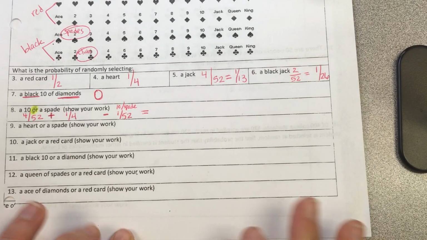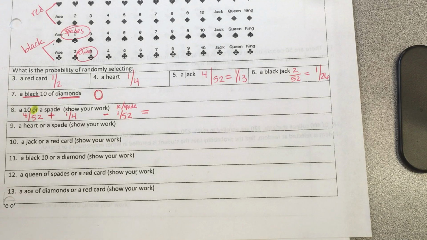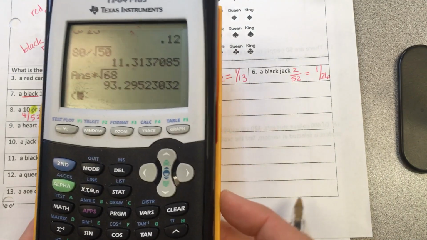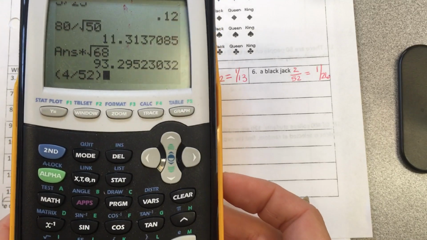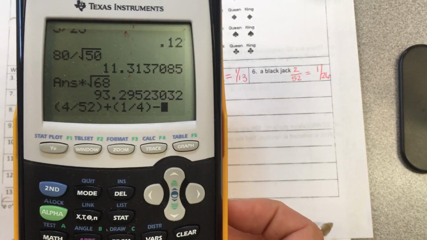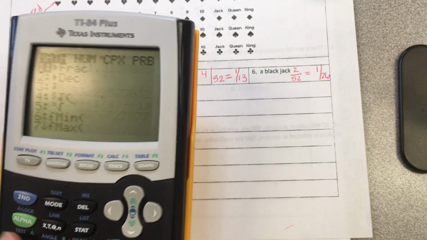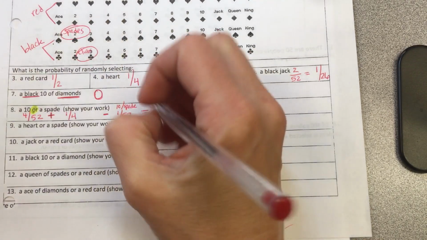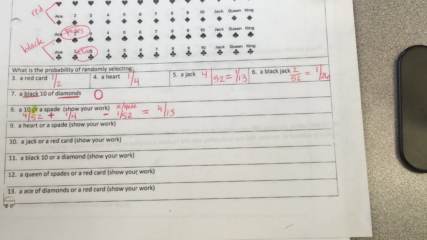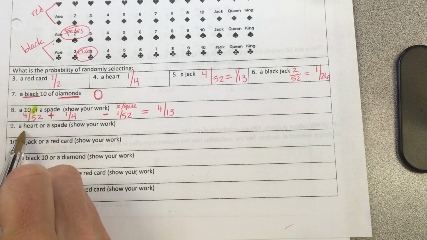Okay? All right. So in my handy dandy calculator, I'm doing parentheses 4 out of 52 plus 1/4 minus parentheses 1 out of 52. Math, enter, and you get 4 out of 13. Questions? Okay.